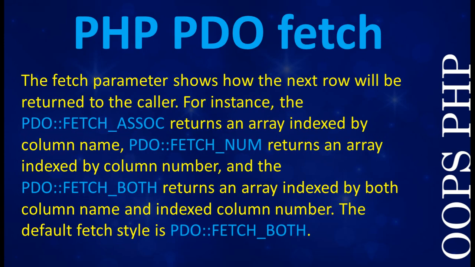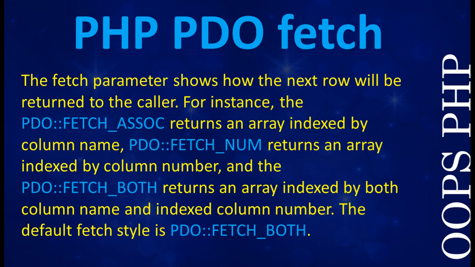Now we will see the PDO fetch. The fetch parameter shows how the next row will be returned to the caller. For instance, PDO fetch assoc returns an array indexed by column name. PDO fetch num returns an array indexed by column number, and PDO fetch both returns an array indexed by both column name and column number. The default fetch style is PDO fetch both.